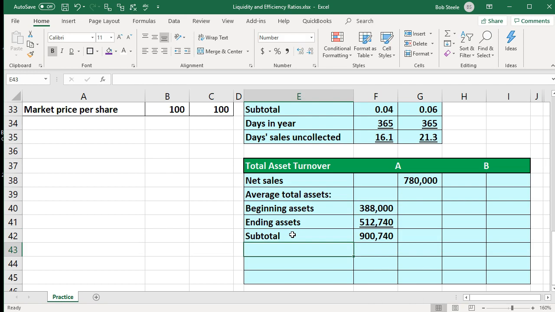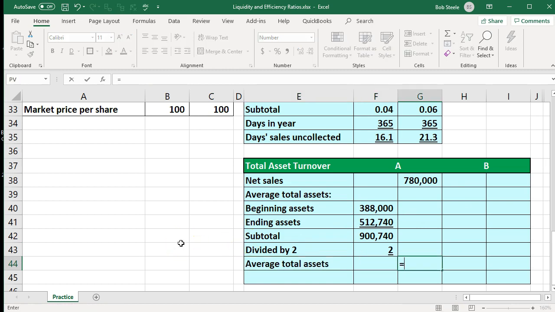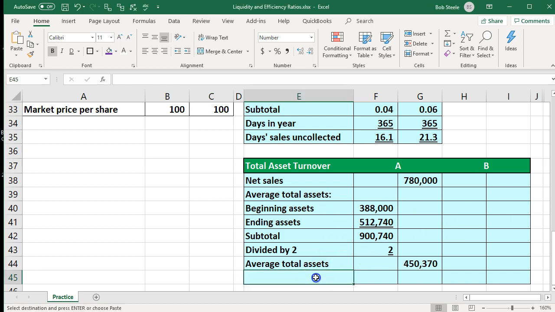That's the 900,740. And then we're going to divide by 2. So we'll take that and we'll divide by 2. And that's going to give us our balance of the average total assets. So we're going to say this, and I'm going to pull that to the outer column now. This is going to be equal to the 900,740 divided by the 2 to give us the 450,370.